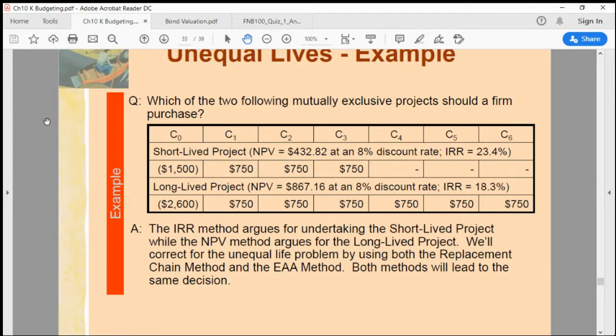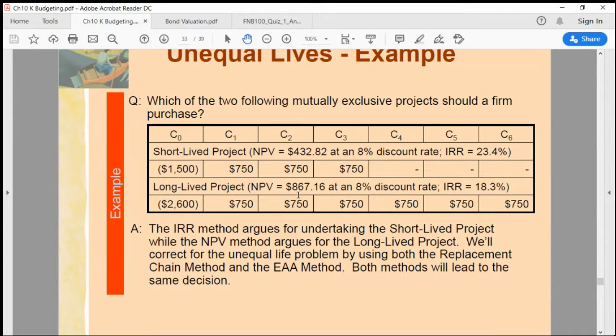We'll just assume more realistic cases, right? So if initial investment is 1.5 million, and then cash inflows from year one to three, that's like an annuity of 750, right? Every year 750, 750, 750. Okay, and if you calculate the net present value, it comes to 432, both of them at 8% discount rate, and internal rate of return is 23.4.